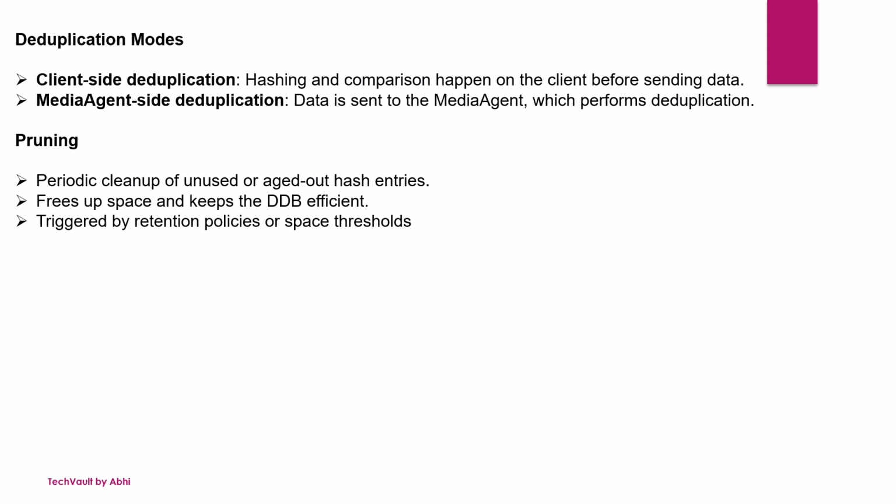Deduplication modes. Maybe the interviewer will ask in your interview: tell me what are the modes available in Commvault if you are using the DDB. So there are two: client side deduplication and media agent side deduplication. From the name itself, all the work is done on the client side, that means before sending the data to the media agent. Let's take an example, the client C1, and here is the media agent. All the work is done at the client level.